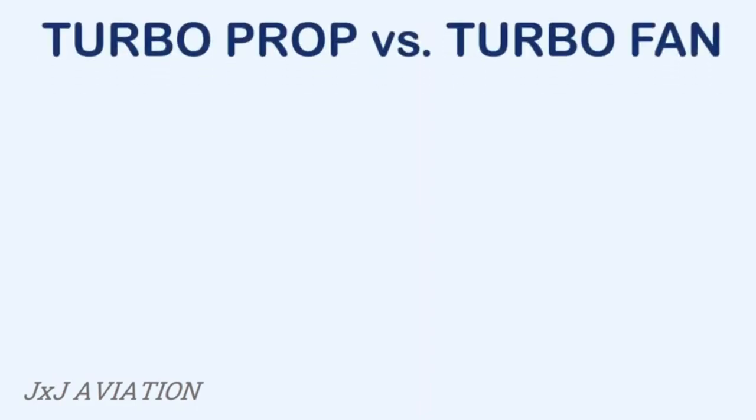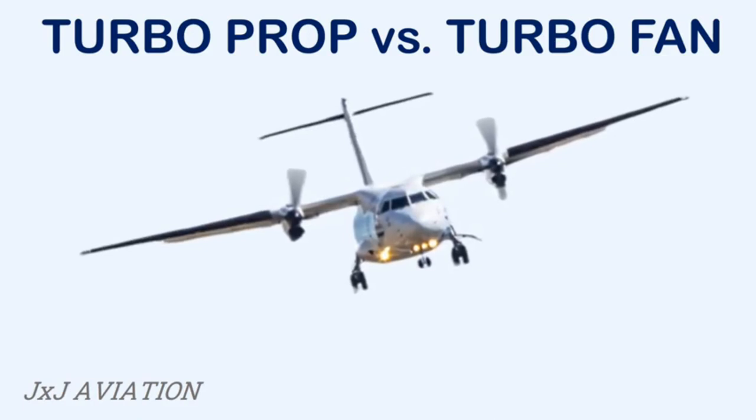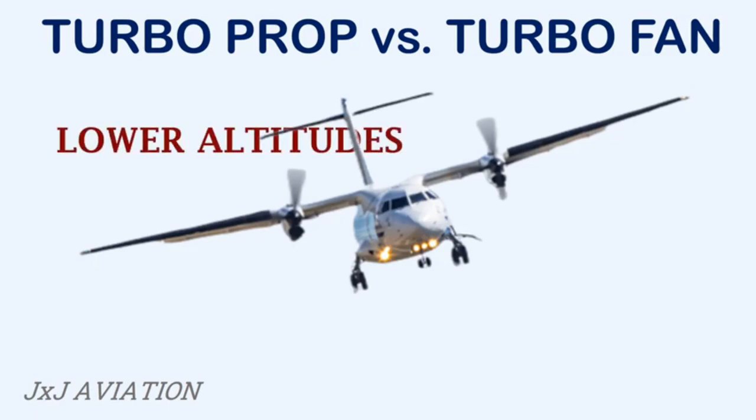Now let's do a simple comparison between aircraft having turboprop engines and aircraft having turbofan engines. On a turboprop, since most of the thrust is created by the propellers, the turboprop engines are more efficient when operated at lower altitudes, where the density of air is more when compared to higher altitudes. The thrust created by a turboprop is lesser than the turbofan engine, so the aircraft speeds are slower.